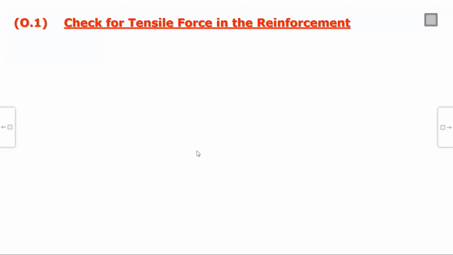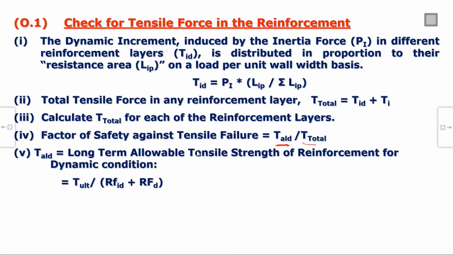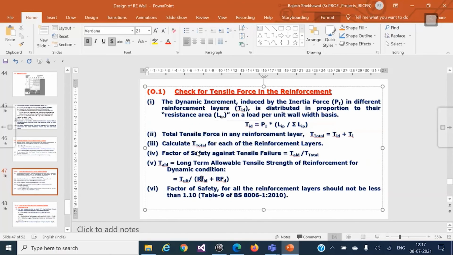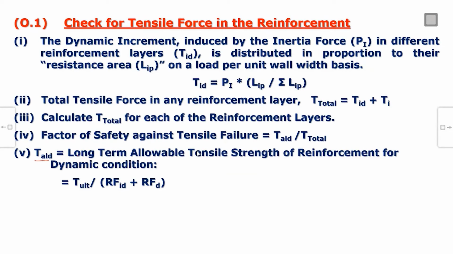So your factor of safety here will be the allowable long-term load under dynamic condition. Previously, under static condition, we took ultimate divided by those factors of safety, and divided by whatever your total force is. Here the creep reduction factor you don't take into account while calculating under dynamic condition, because this is a very short-term load in dynamic, and at that time creep will not be effective. Therefore TALD means the long-term allowable tensile strength of reinforcement for dynamic condition.